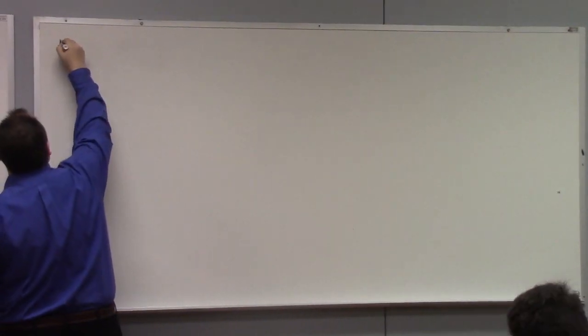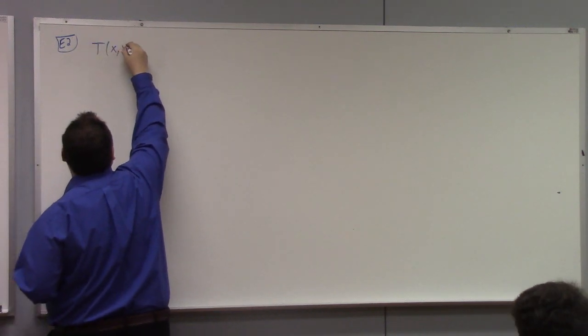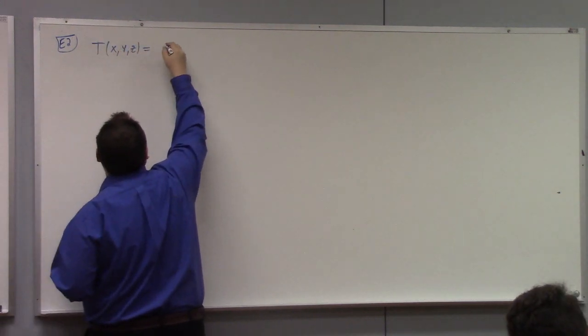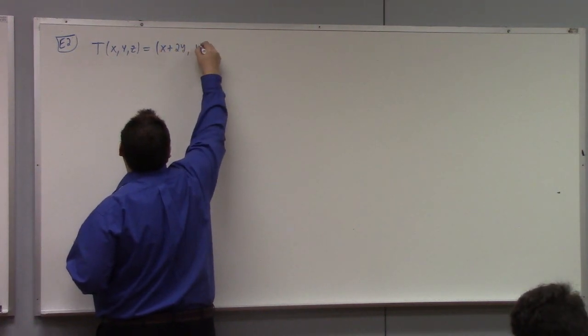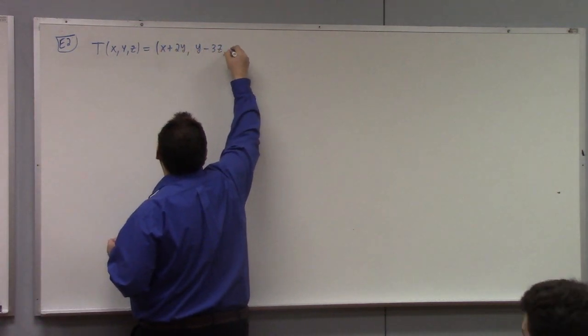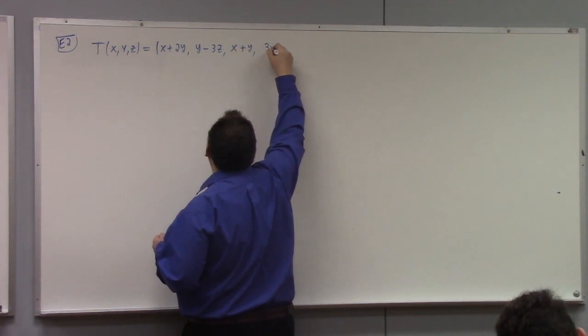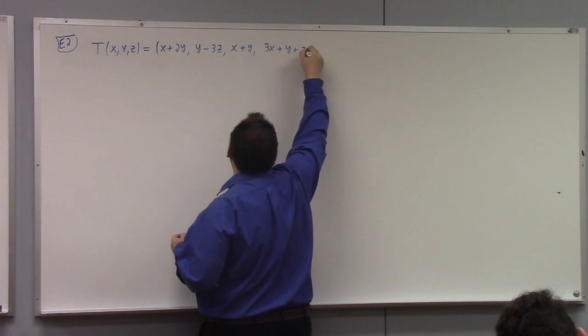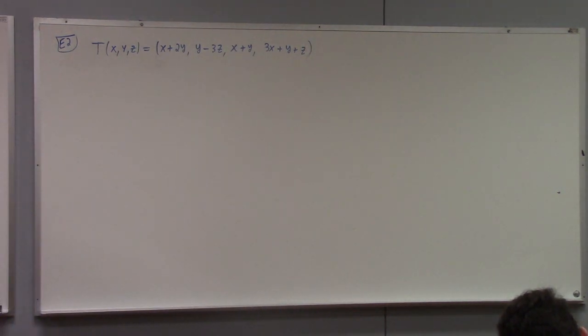There we go. Example 2. Suppose you've got T of x, y, z equal to, I don't know, x plus 2y, y minus 3z, x plus y, and 3x plus y plus z. Does this define a linear transformation? And if so, from what space to what space?